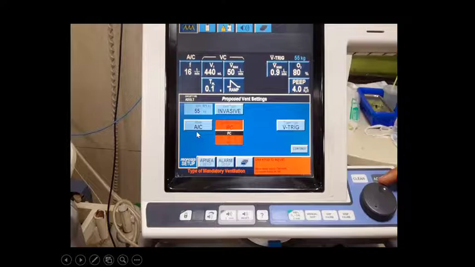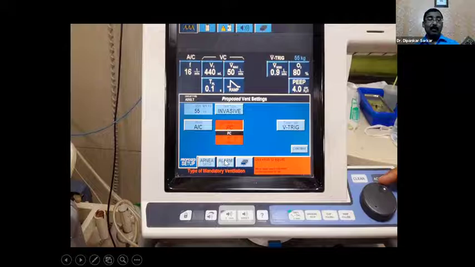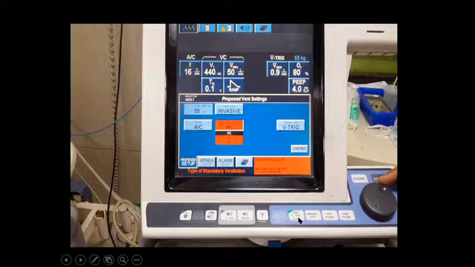Then there should be an alarm system where you want to set the alarm. On the base, there is a locking system. You can disarm the alarm, and for how much time you can disarm it. And there are two pause buttons. One is an inspiratory pause and one is an expiratory pause.